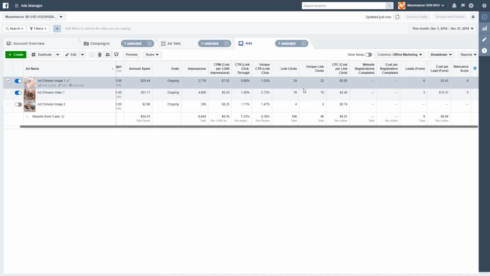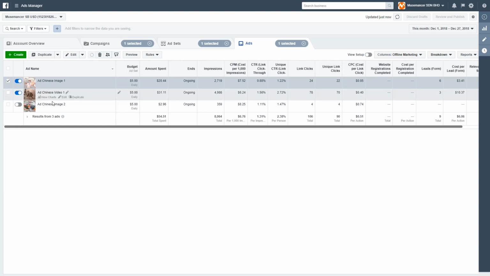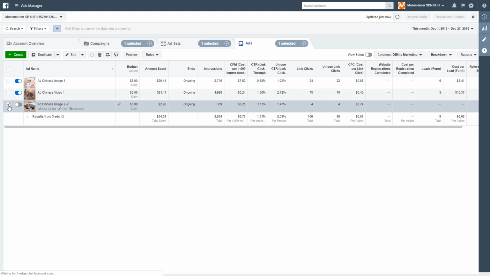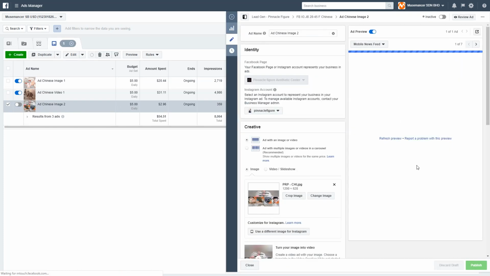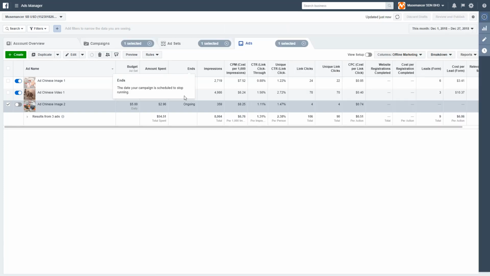And we can see the stats here that this Chinese image ad number 1 was generating 6 leads, and the cost for acquiring the lead was a lot cheaper. It's like 1/3 the cost, $3.41. Wow. Okay, and then if you notice this other Chinese ad in image form here, now this didn't generate any lead at all.